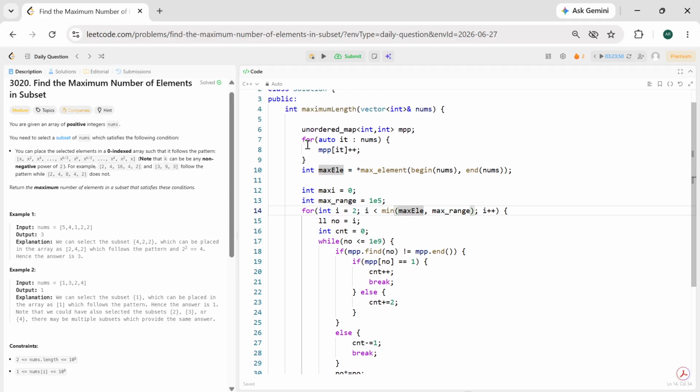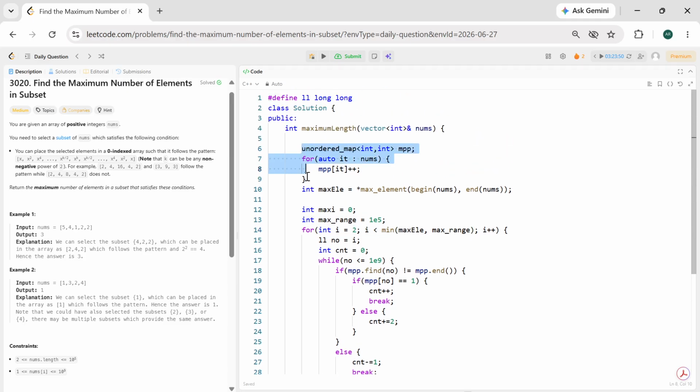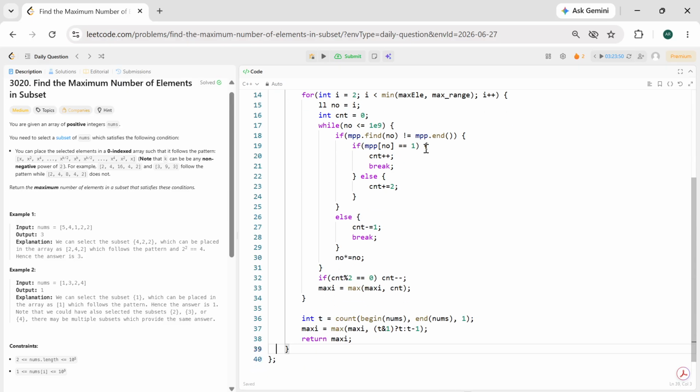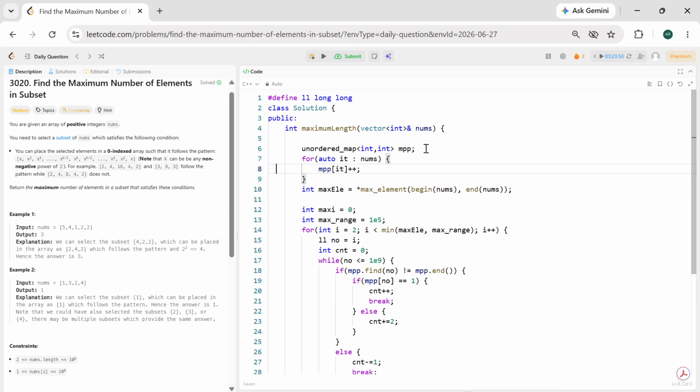And if we talk about the space complexity, it is big O of n. Why? Because we are making use of this unordered map, so it will take up big O of n. So time complexity is big O of n and space complexity is also big O of n. So yes, this is the complexity discussion.